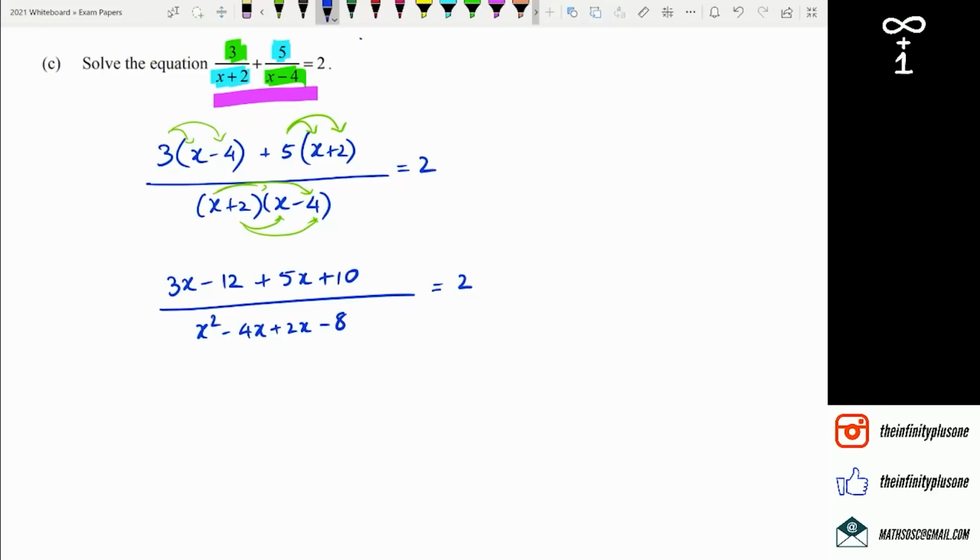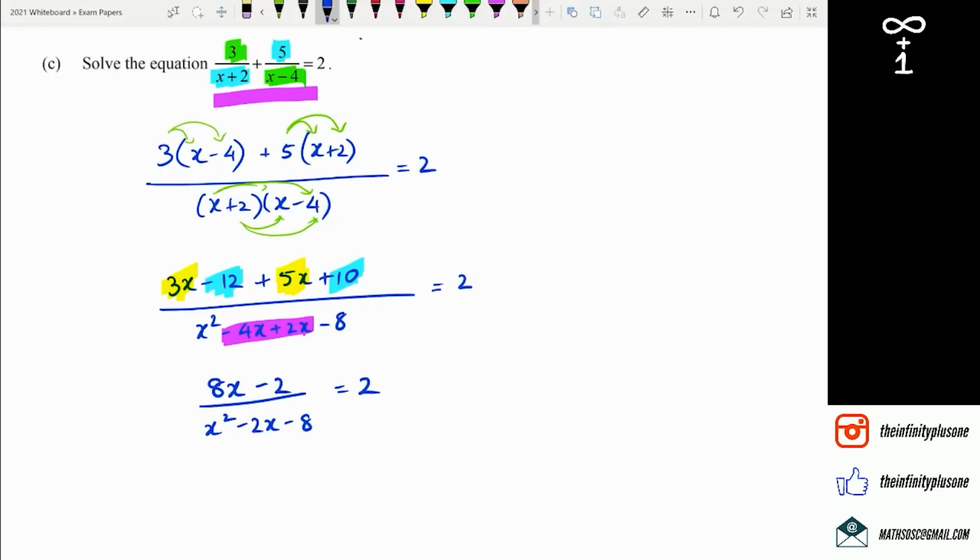So I need to simplify the numerator. When I simplify the numerator, I've got 3x and 5x, which is going to make 8x. Then I've got negative 12 and positive 2, which ends up being minus 2. And all of that is now divided by x squared minus 2x minus 8, and that's now equal to 2. Just a bit of a recap there, that minus 4x and plus 2x ends up with that minus 2x in the denominator.